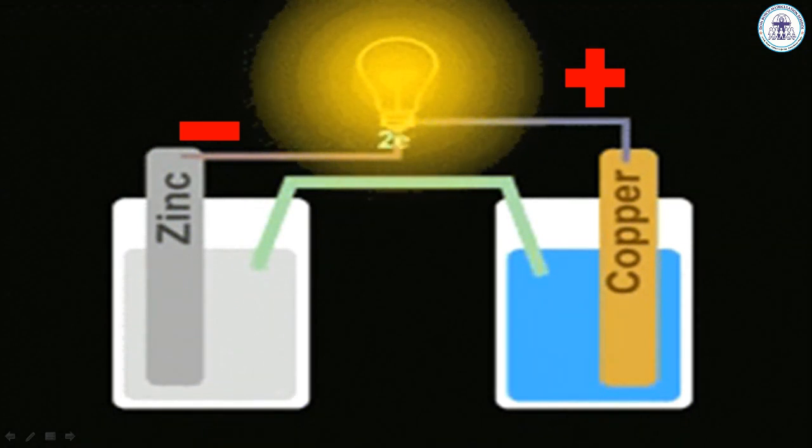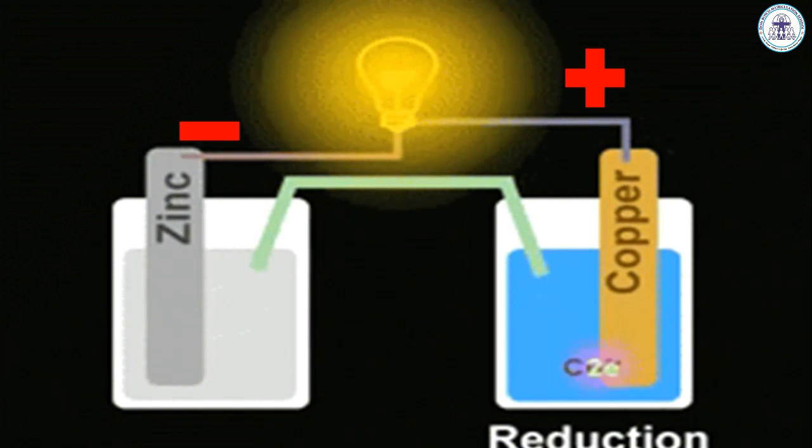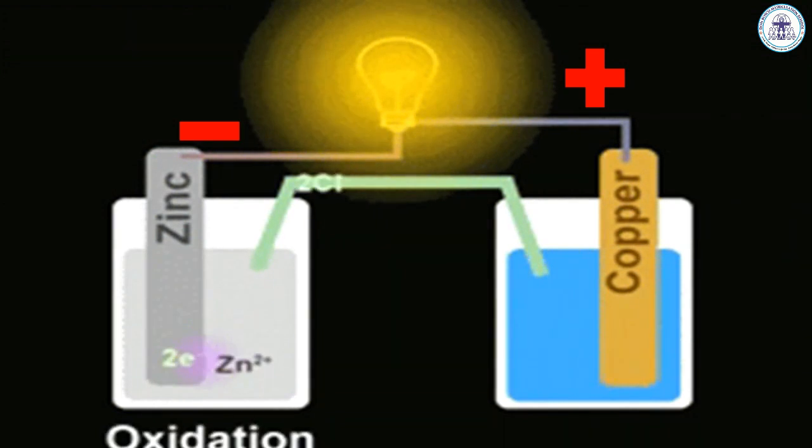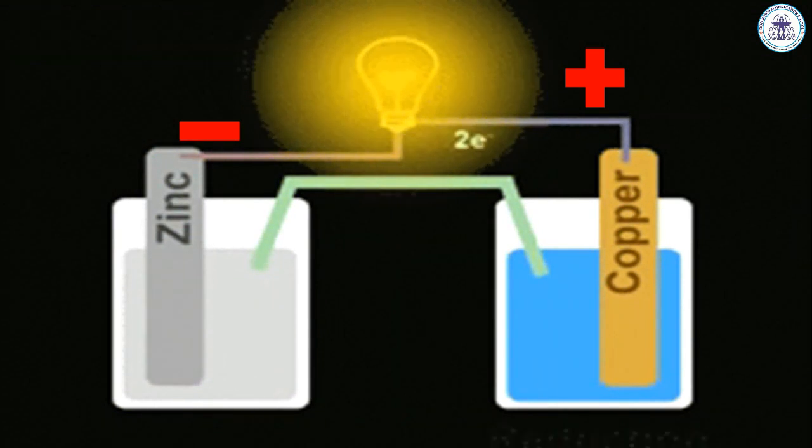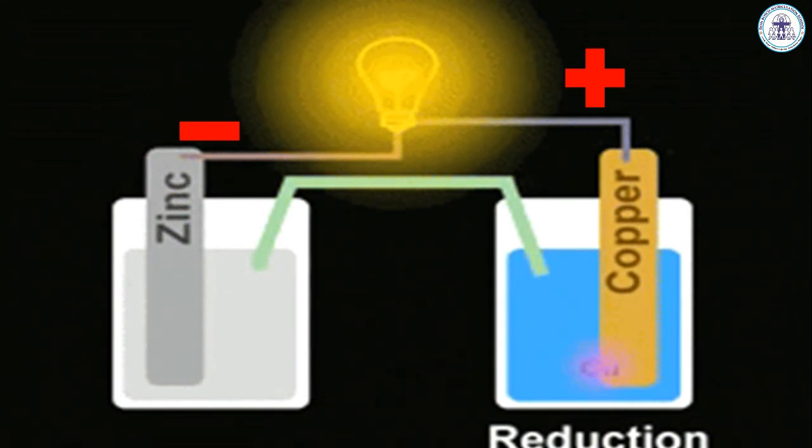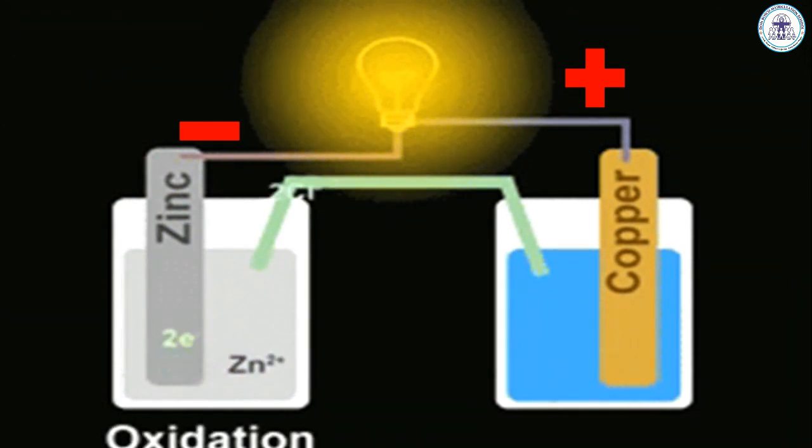Now you can replace porridge with curd, potato, lemon, etc. and do the experiment and observe whether the LED bulb glows brighter or dull.